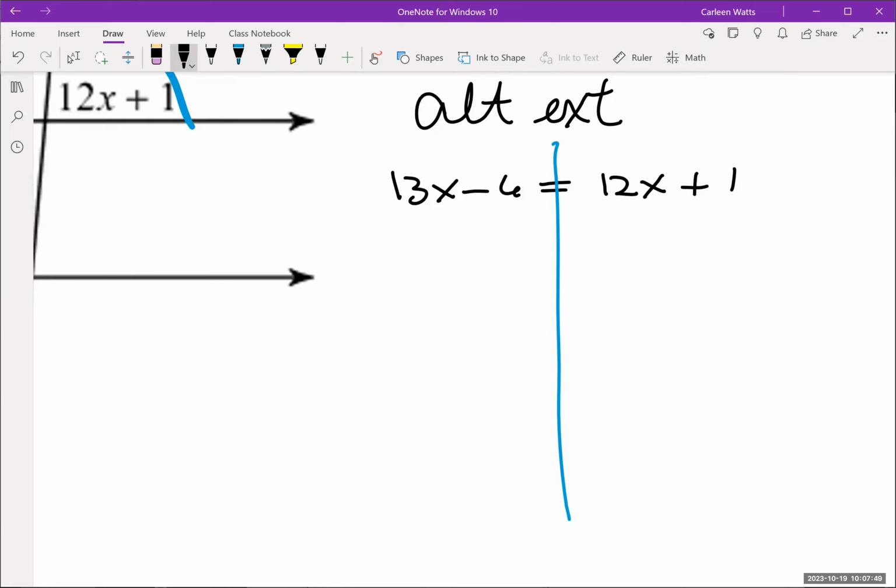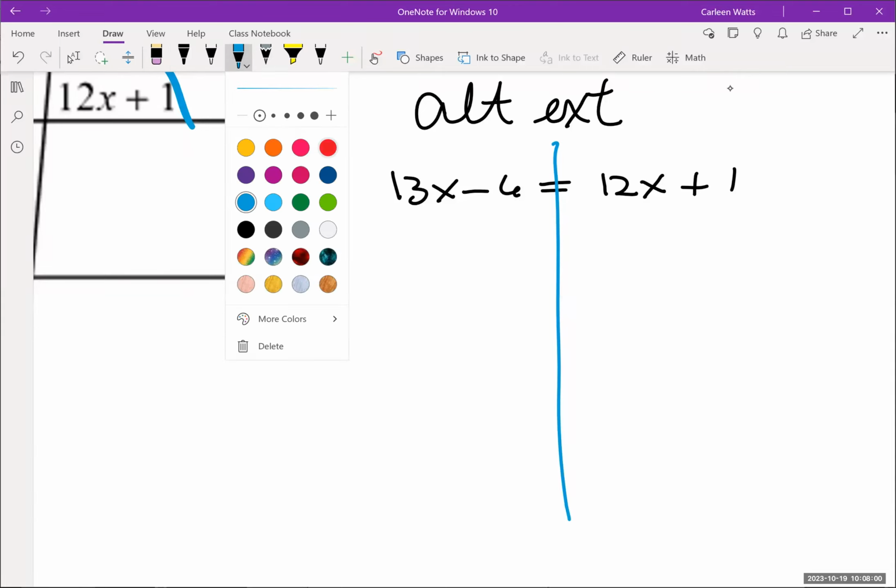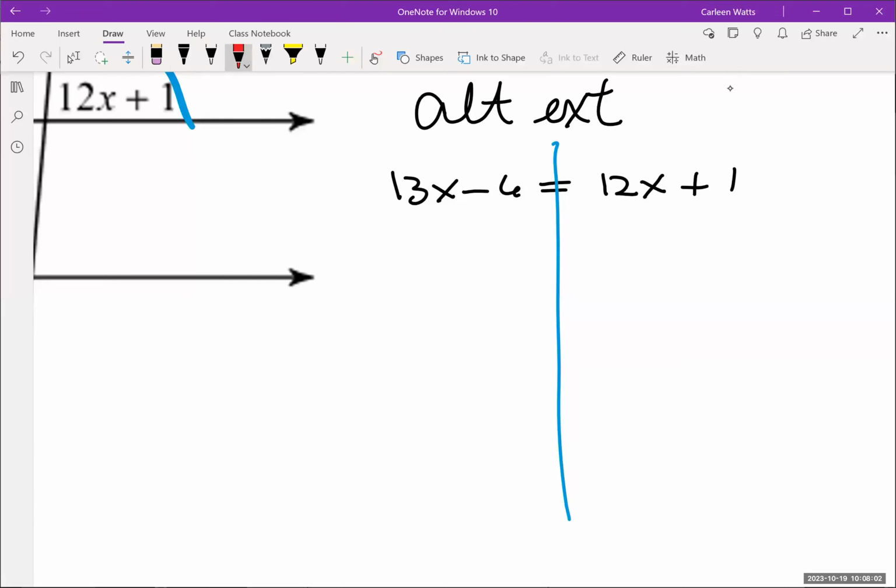This needs to go away. Okay. So I have x's. They are not in the same room. So I'm going to isolate. You could either move the x's first or the numbers. Subtract 12x. So 13x's, take away 12x's is x.